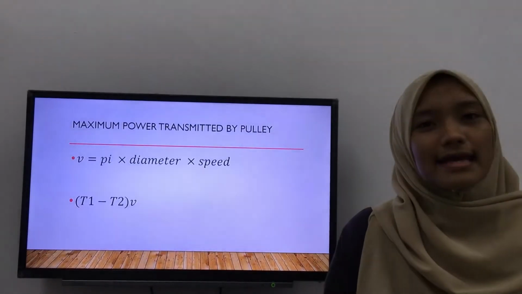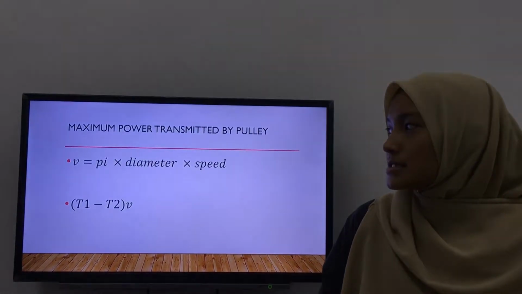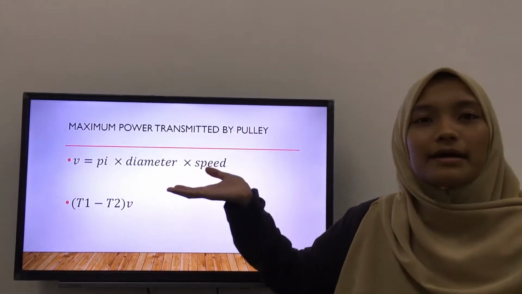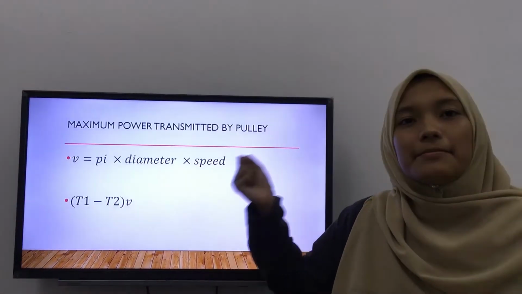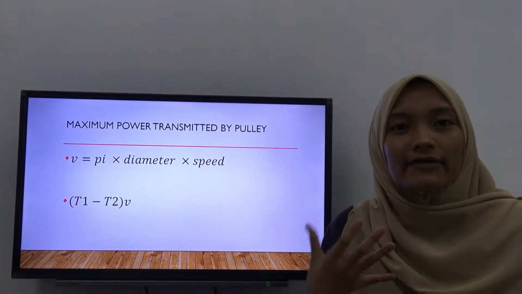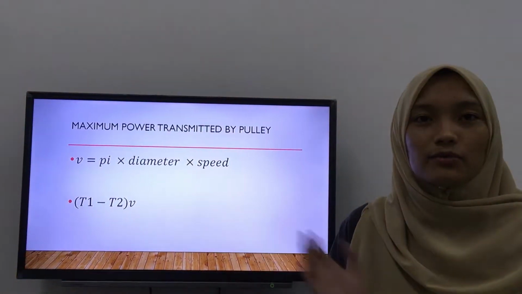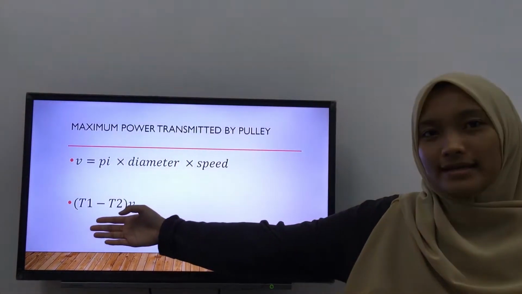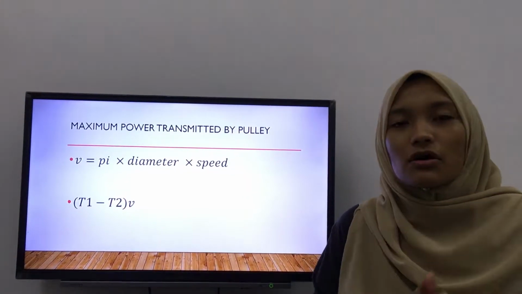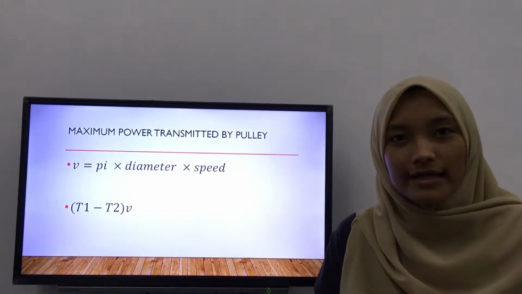Next, we're moving on to the maximum power transmitted by the pulley. The velocity is given by pi multiplied by diameter multiplied by speed and divided by 60. When we have calculated the velocity, we can find the power transmitted by the pulley, which is given by torque 1 minus torque 2 multiplied by velocity. All of this calculation will be used while making the coding later.